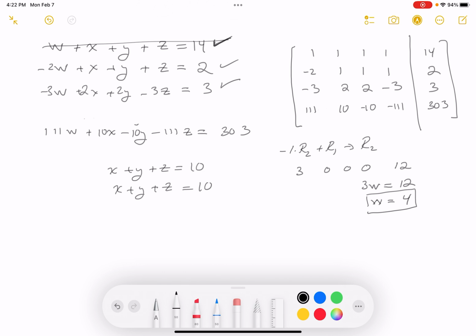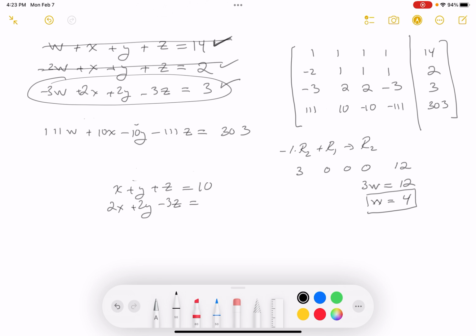So I'm going to say, you know what? Those two just reduce to that over there. And it's really just one equation. So I'm going to erase this over here. It's tough, though. I'm not saying it's going to be easy. All right, let's take a look at this one. It's 2x, whoops, sorry about that, 2x plus 2y minus 3z equals, well, if w is 4, that's minus 12, so this would be 15.